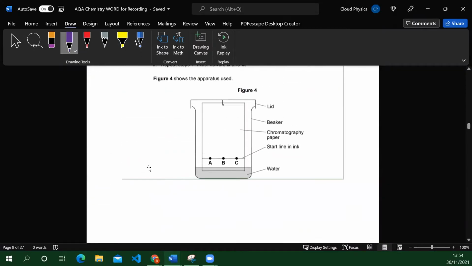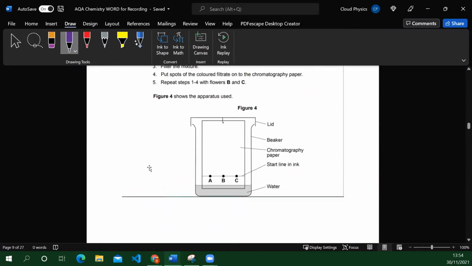Oh, okay. Let's have a look. We've got lid. We've got beaker. That's okay at the moment. Chromatography paper seems fine. Start line in ink. Okay, so that was the problem. The start line should be drawn in pencil. If it was drawn in ink, the ink could also have pigments in it that run up, because sometimes you're actually testing pens, aren't you? So it shouldn't be drawn in ink. It should be drawn in pencil.